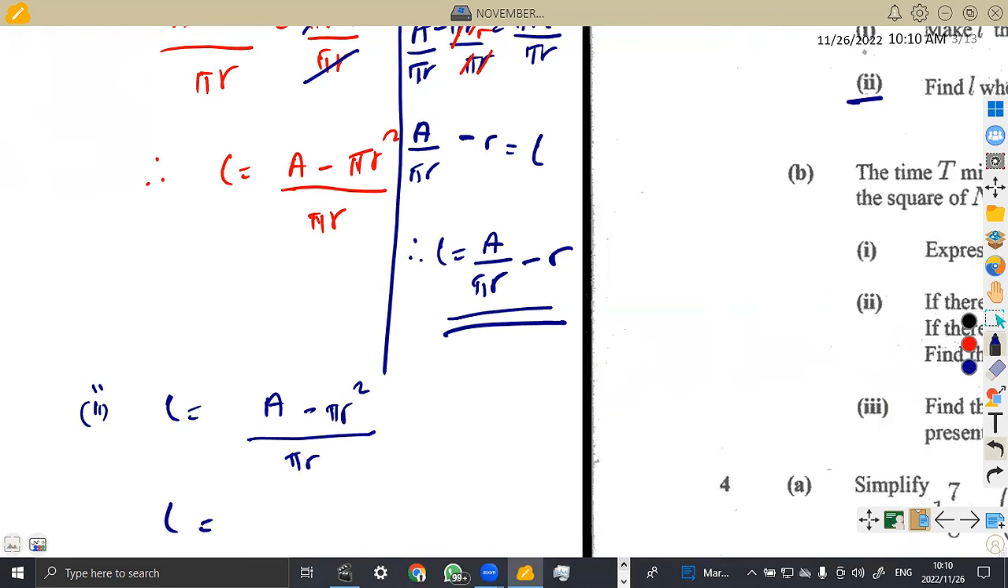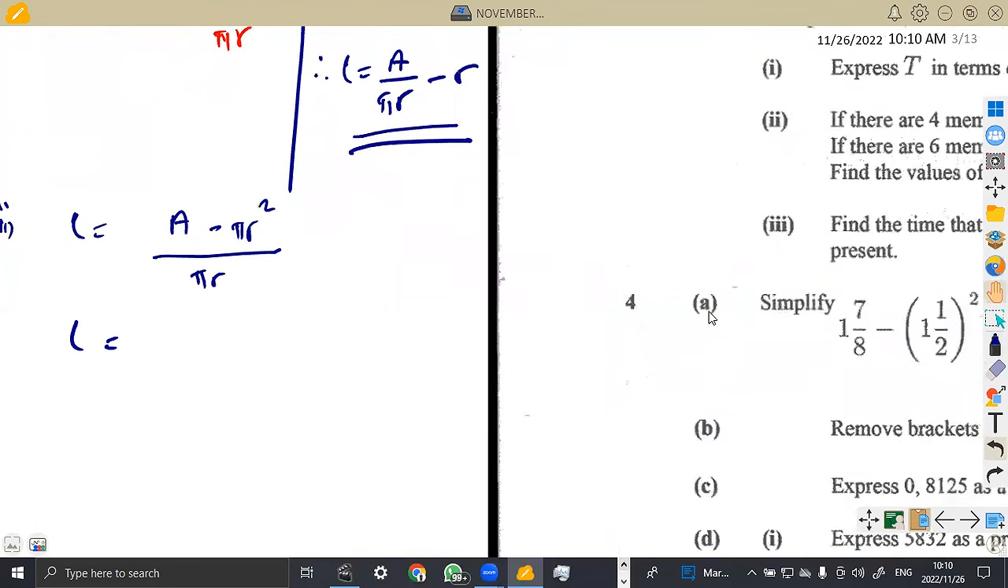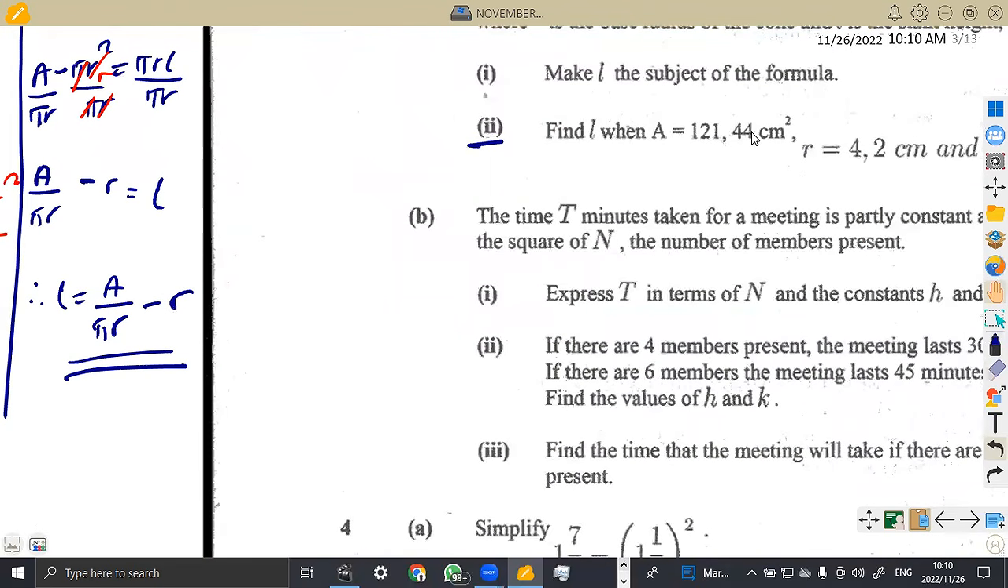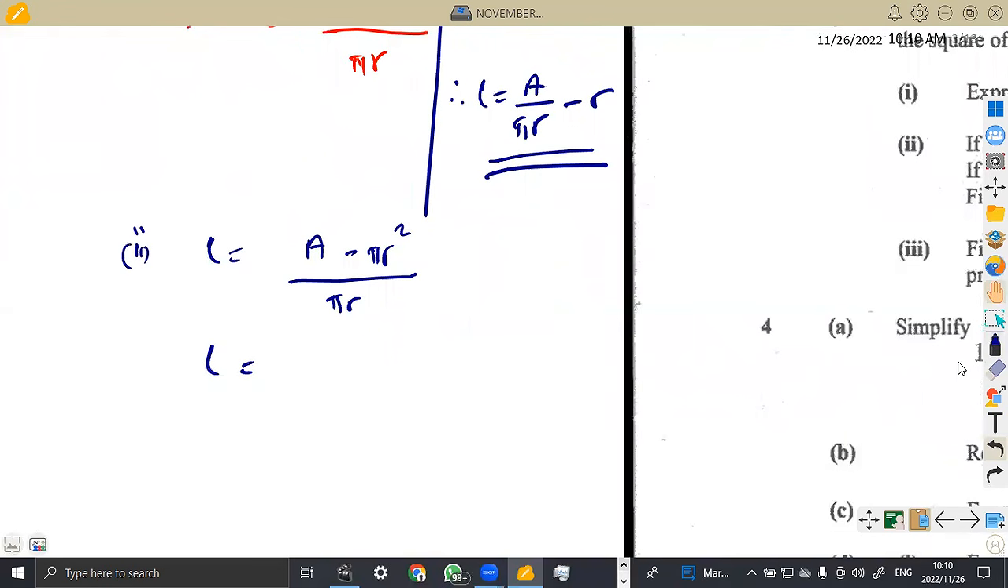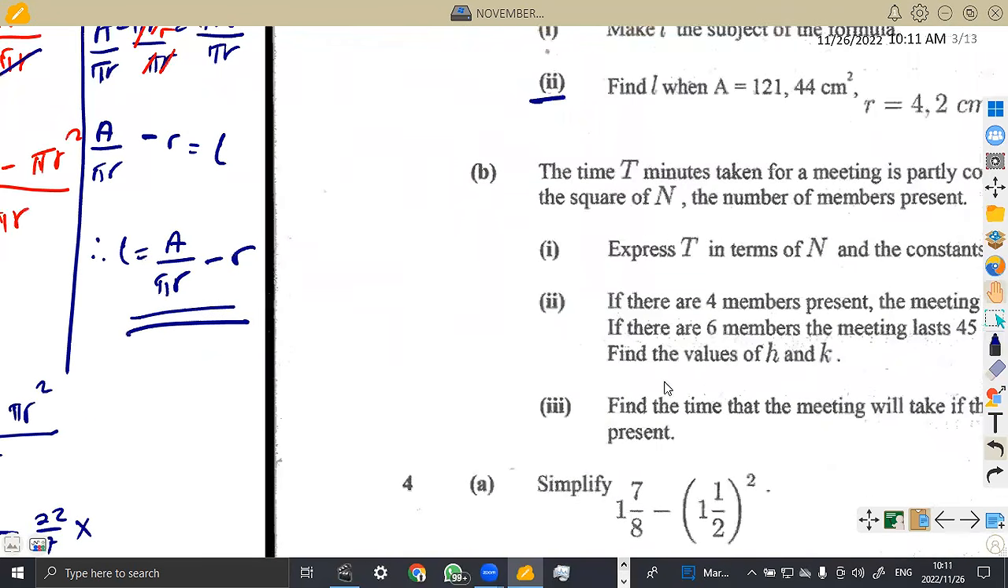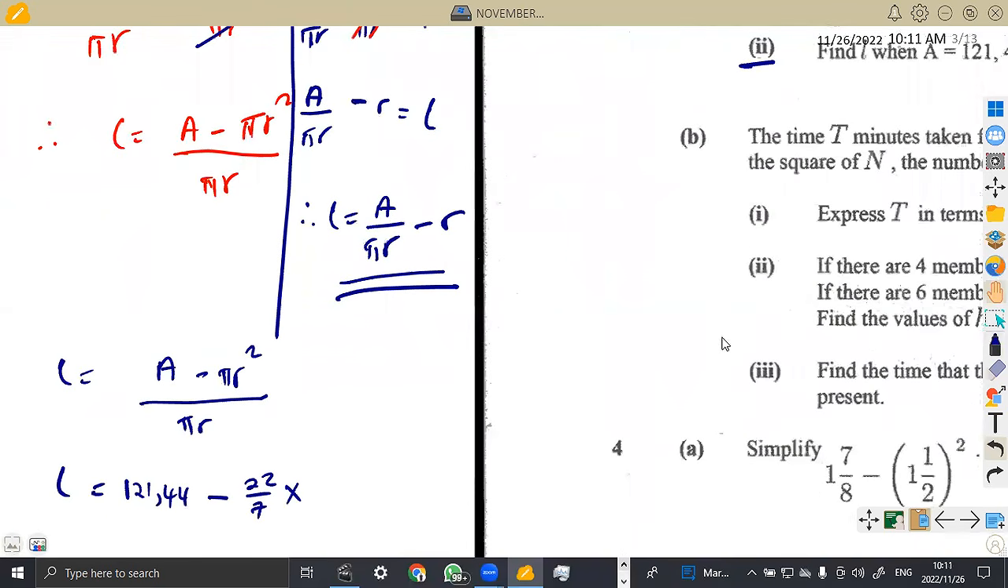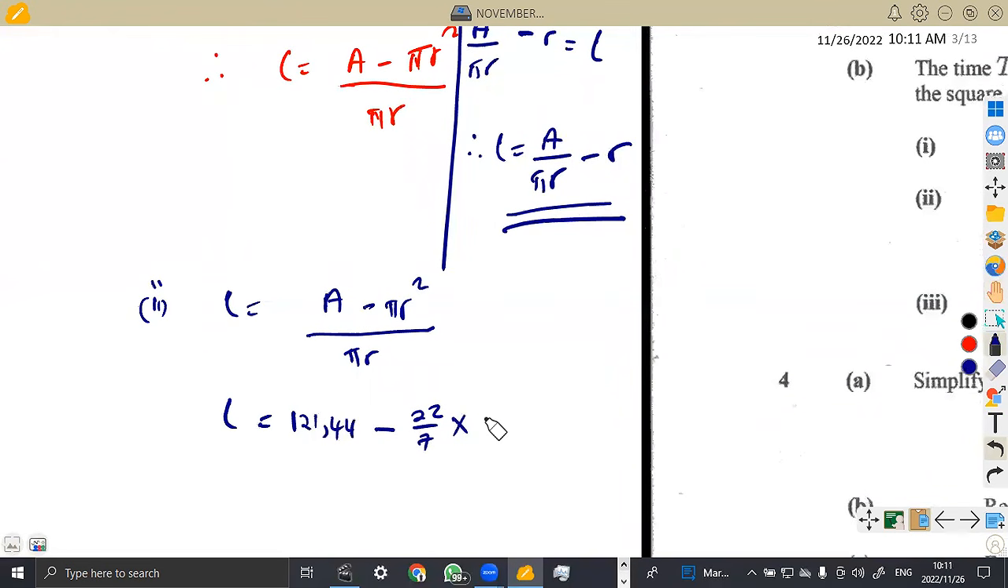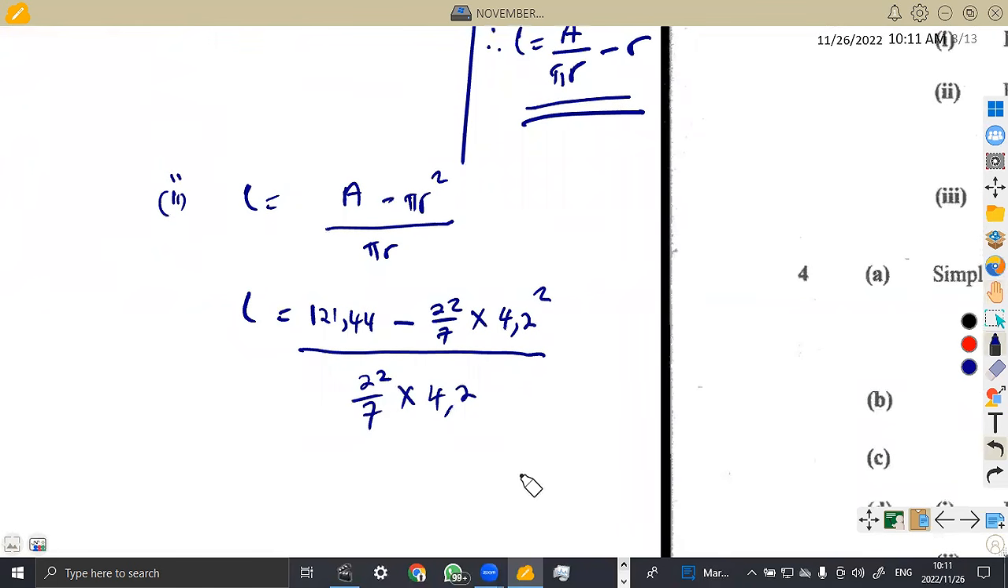So L is equivalent to A. What is the value of A? We are given our A here is 121.44. So it is 121.44 minus pi, which is 22 over 7, times r squared. The value of r is 4.2 centimeters. So it is going to be 4.2 squared over pi r, which is 22 over 7 times r, which does not change, which is 4.2.